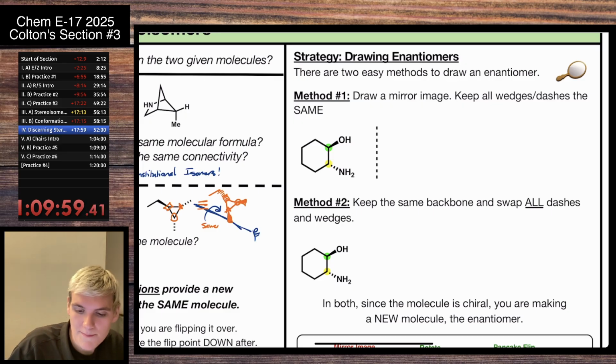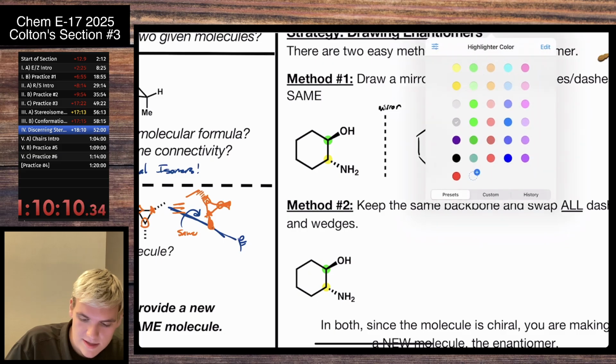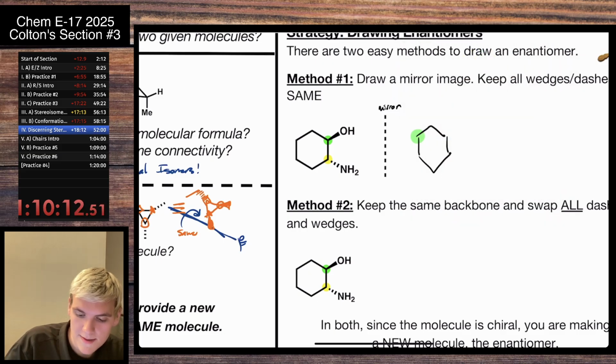So when we draw a mirror image, we keep everything the same distance to the mirror plane. So this is our mirror. And so our green carbon that's close to the mirror is going to stay close to the mirror. Our yellow carbon stays close to the mirror. But the important thing is when we do a mirror image, we do not swap any wedges and dashes in our actual drawing. So this is now an OH here. This is now an NH2 here. But they are on dashes.